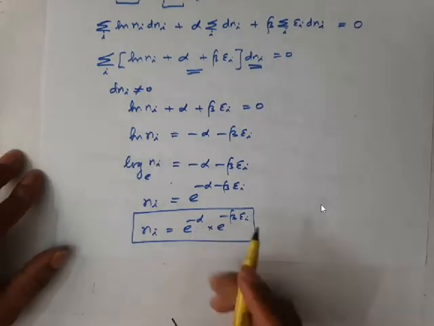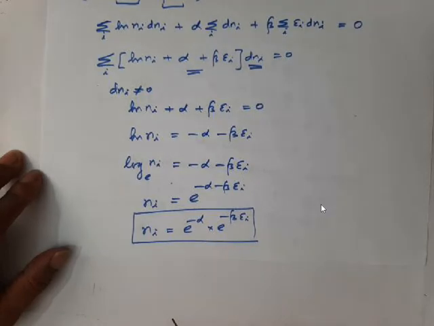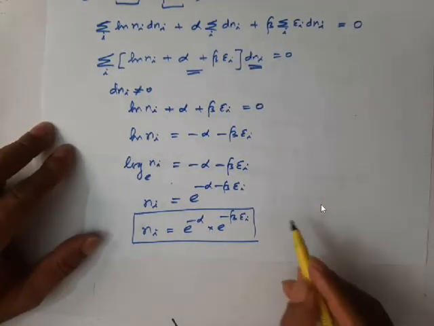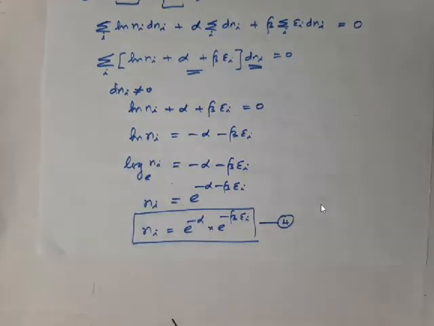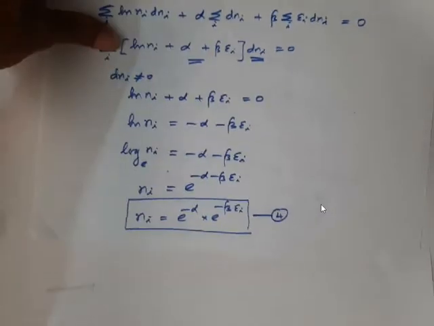So how to find the value of e power minus alpha? And this is beta, right? See, let me do that in the next step. So I'll take this as equation number 4. It's a running equation. Then, let me write the next page.